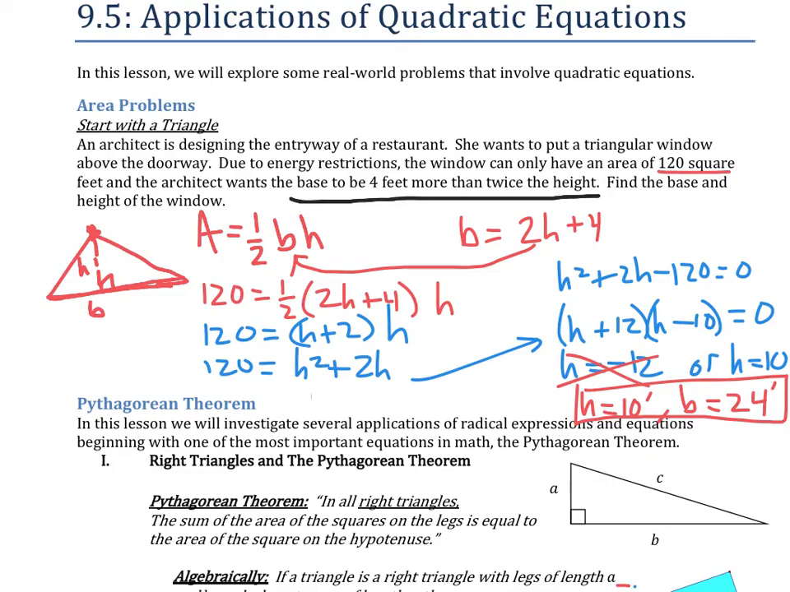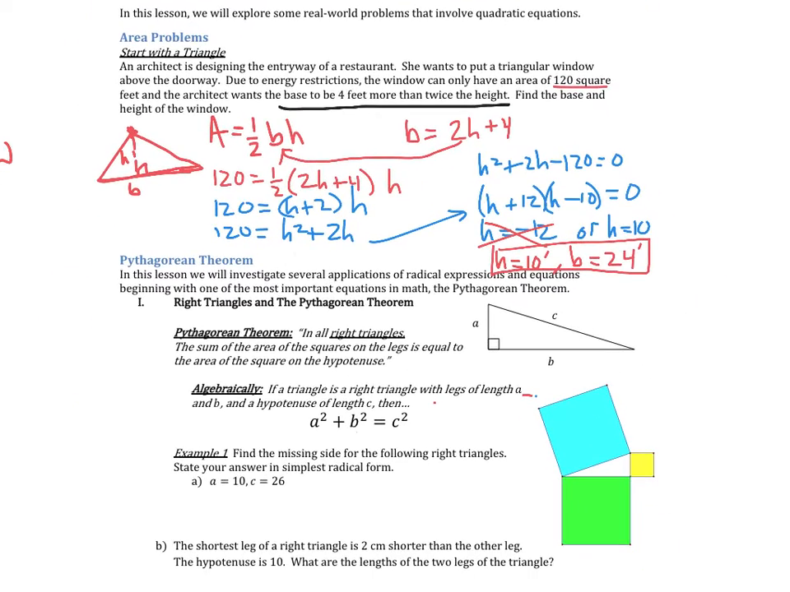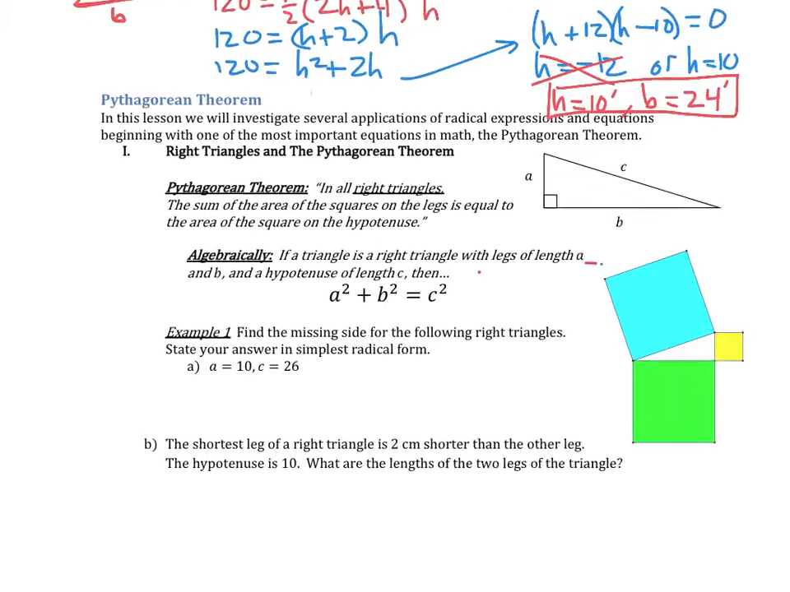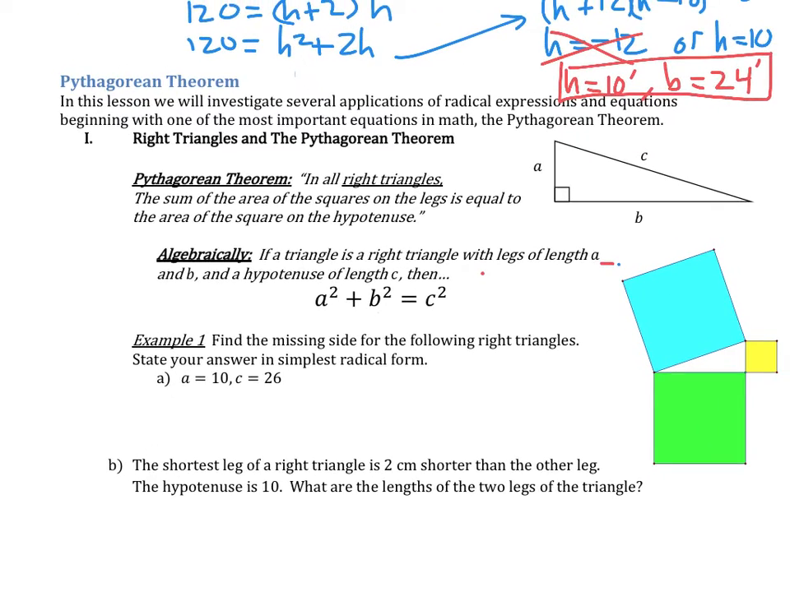There you have it. Well, let's look at some different triangles here. Another formula that comes up is called the Pythagorean Theorem. When we have right triangles, now this is only for right triangles, there's an important theorem called the Pythagorean Theorem that says this. It says the sum of the area of the squares on the legs is equal to the area of the square on the hypotenuse. And you say, what?